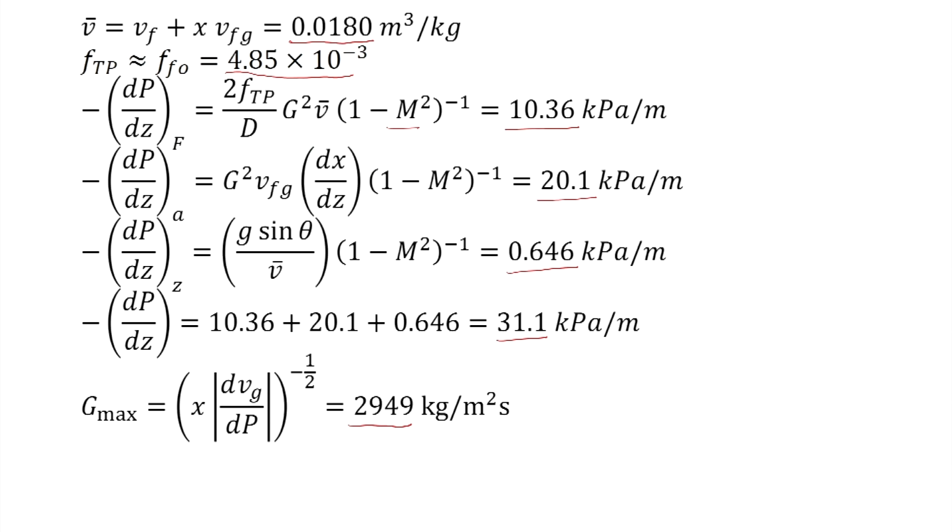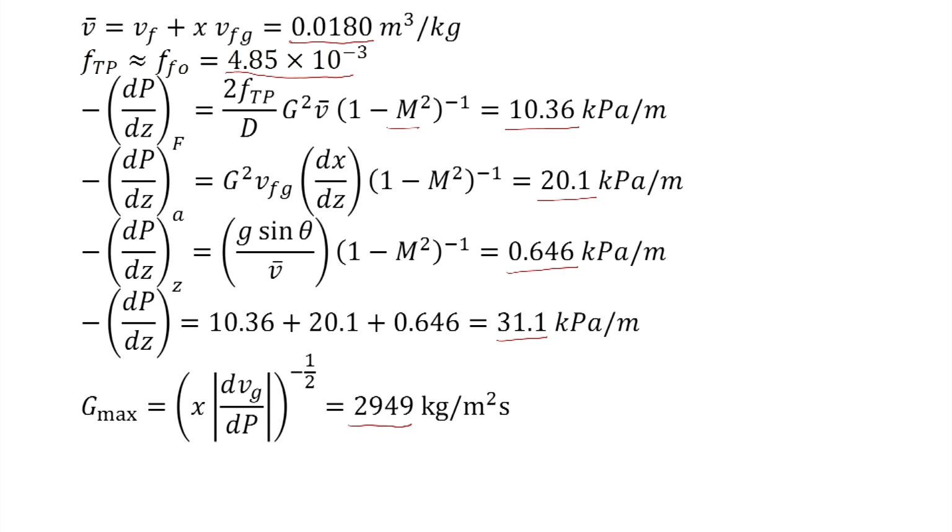Compare this with the previous value, which is 31.1 kilopascal per meter. So, there is a slight difference if we consider the viscosity of the mixture, but not much difference is there. Another thing to be noticed is that in this example, the frictional pressure gradient and the acceleration pressure gradient are large compared to the gravitational pressure gradient, which is small, and the acceleration pressure gradient is larger than the frictional pressure gradient.